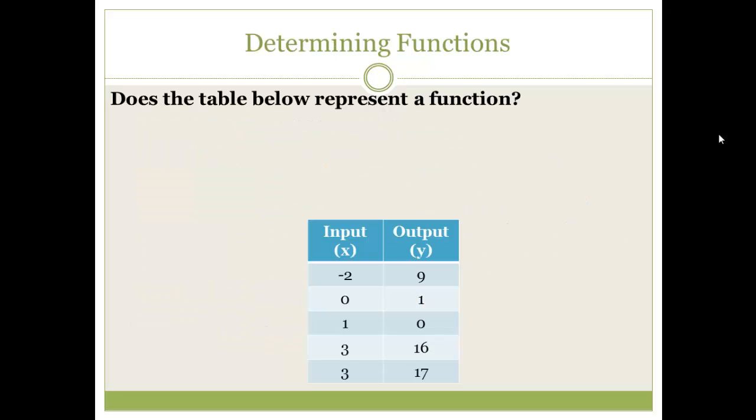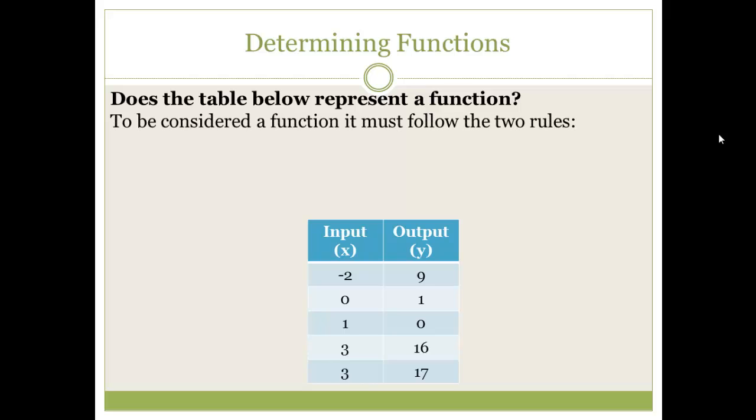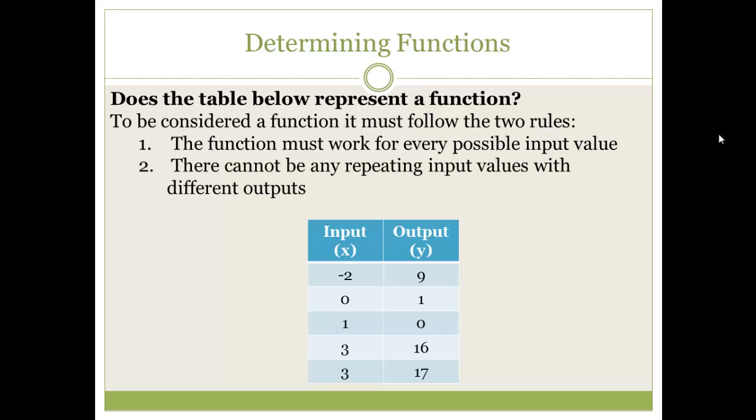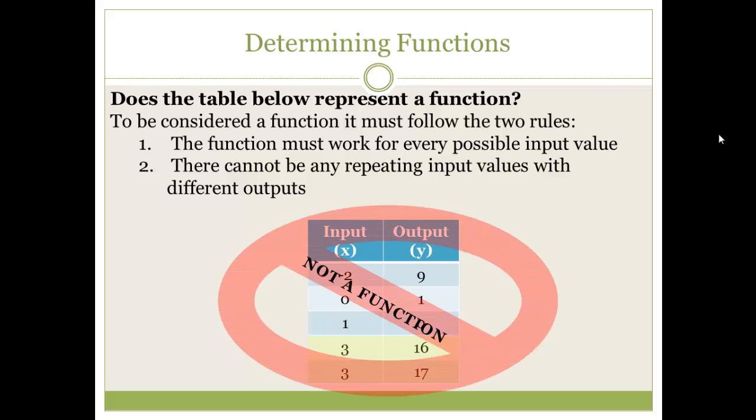Does the table below represent a function? Let's review the function rules. First, the function must work for every possible input value. Finally, there cannot be any repeating input values with different outputs. Notice that we have two input values of 3 with different corresponding output values. Therefore, this is not a function.